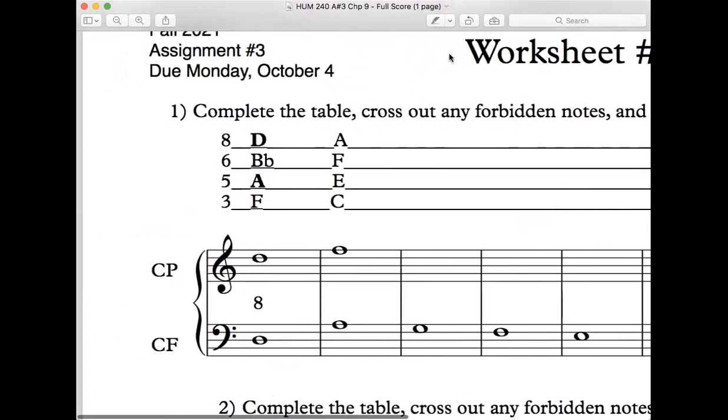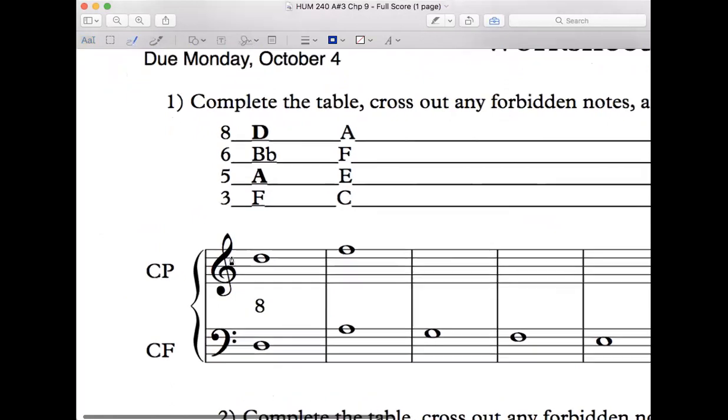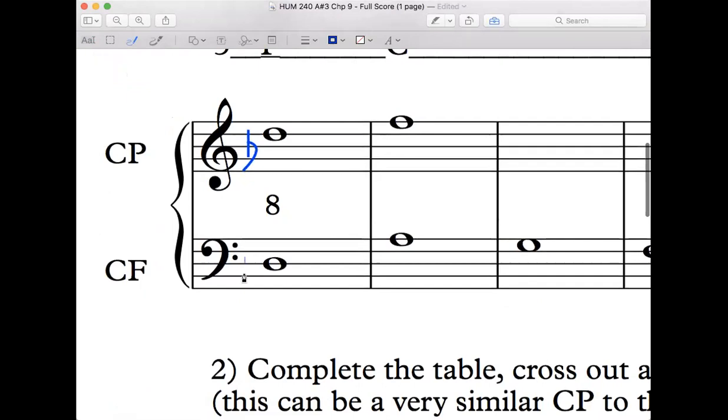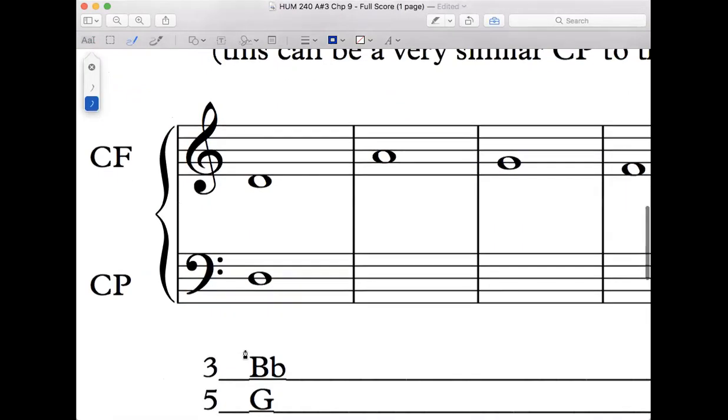Oh, by the way, I can't believe I left off the key signature. So go ahead and fill this in. Okay, this is with the flat. Apologies for that.